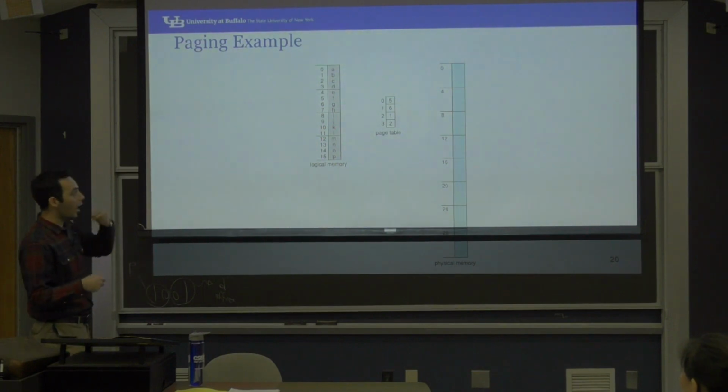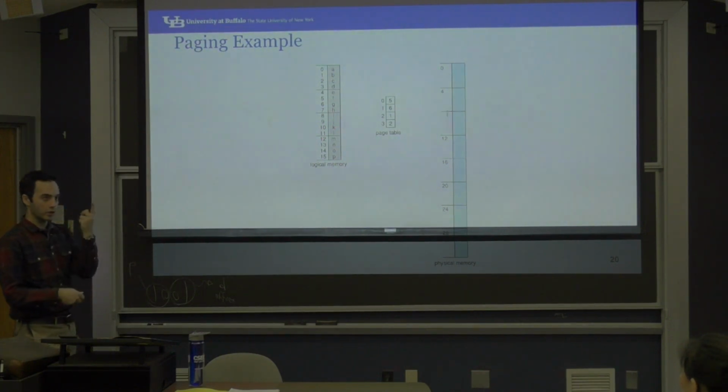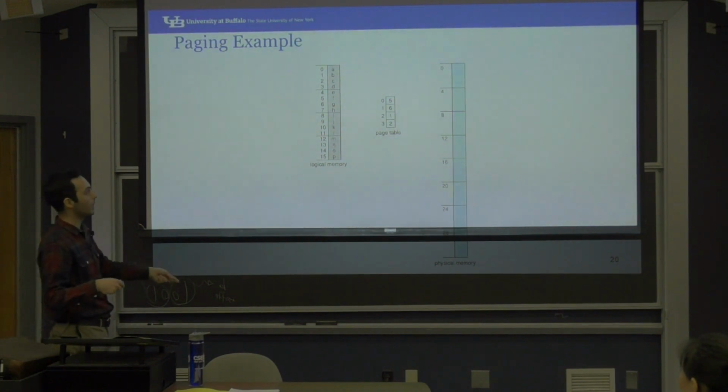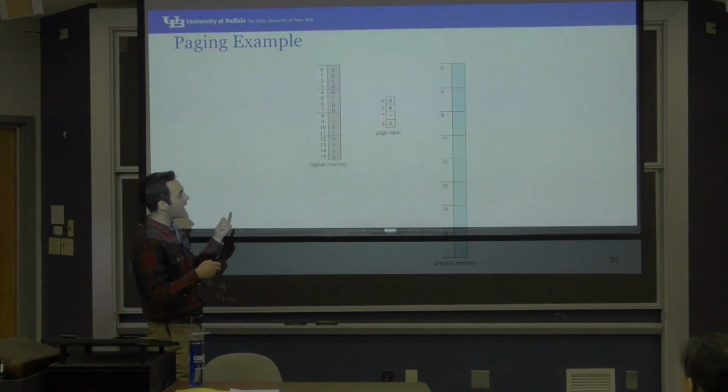And what is the offset in page 2? 0, 1, which is 1. So the address that we want to address, 9, is on page number 2 and offset number 1. Now looking at the page table, page number 2 is mapped to frame number 1. Frame number 1 is 0 and then 1. And then adding the offset, J should be right here.